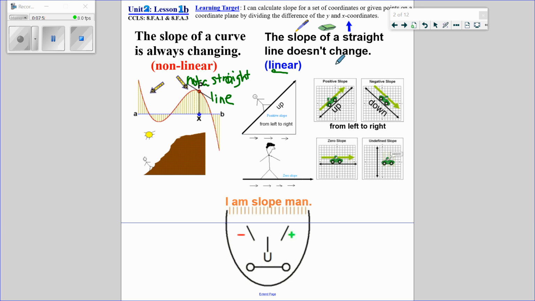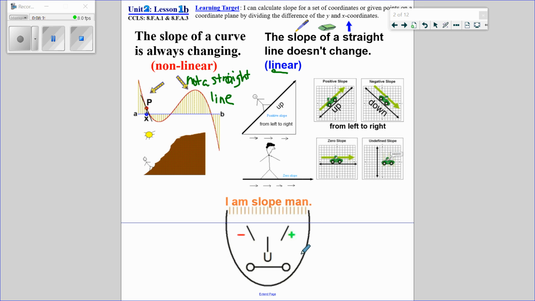Again, the slope in the first picture is changing because it goes up and it goes down. It's non-linear. The second picture, you could see there's straight lines. We can go up positive, we could go down negative, we can go on a zero slope, which is a constant slope, and an undefined slope, which is a vertical line.